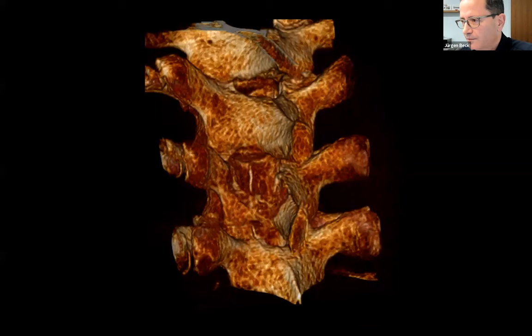And this is really a very small, tailored approach. Not even the facets are spared. There is no pedicle drilling. There is just a tiny little opening.